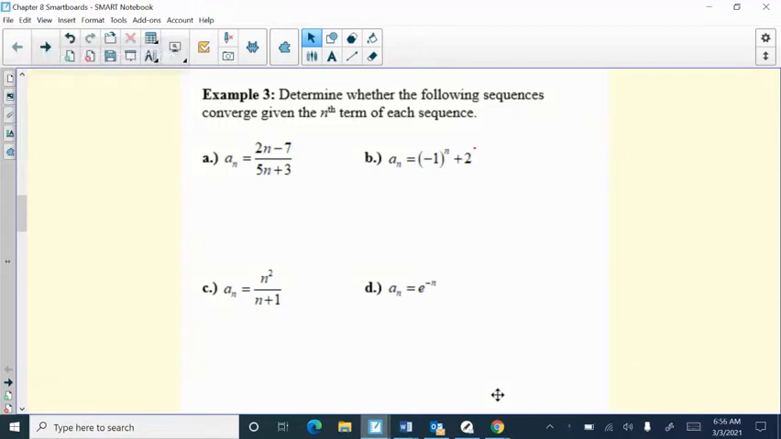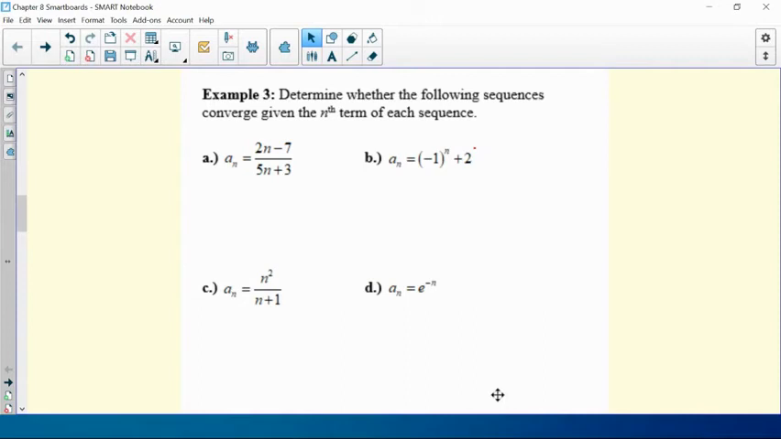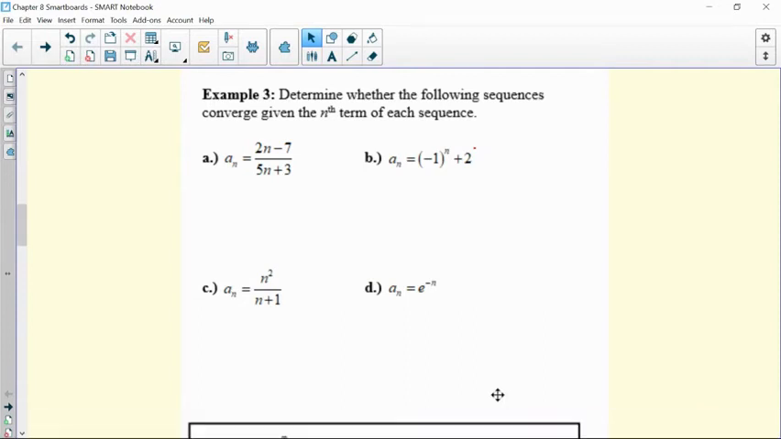In the second video, we'll look at some more examples. So here in example 3, I have 4 different sequences defined by their nth term, and I want to know, do the sequences of terms converge or diverge? For the first one, I'm looking at (2n minus 7)/(5n plus 3), and I'm really looking at the fact that the power of the numerator and the denominator are the same.